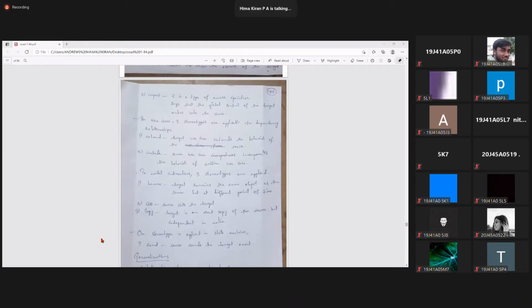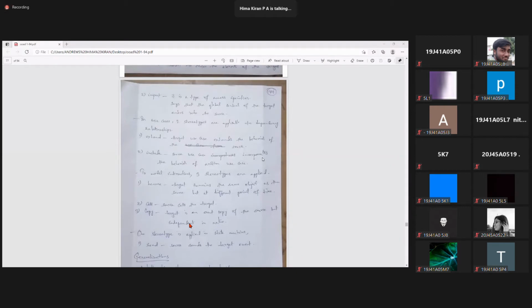So, in order to model the interactions, three stereotypes are applied. The first stereotype is become. The meaning of become is that the target remains the same object as the source, but at different points of time. Target and source act as the same thing.